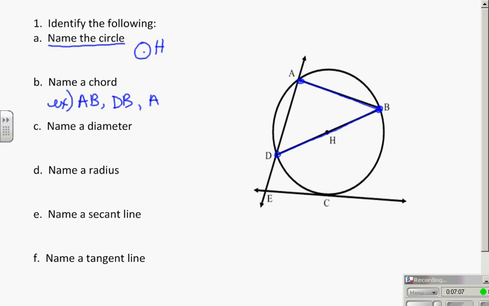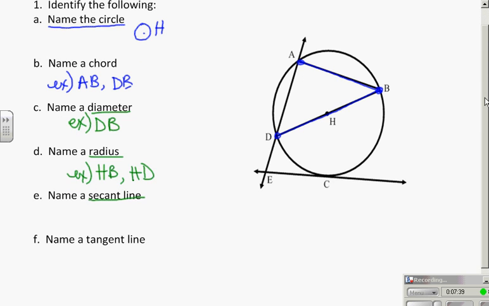Chord DB would be another one. Or you could even do chord, well, we'll leave it just at that, 2 examples. Remember, a diameter is a special chord, and in this case, our diameter is DB because it goes through the center. A radius is from the center out. The only 2 radii we have in this picture are HB and HD.